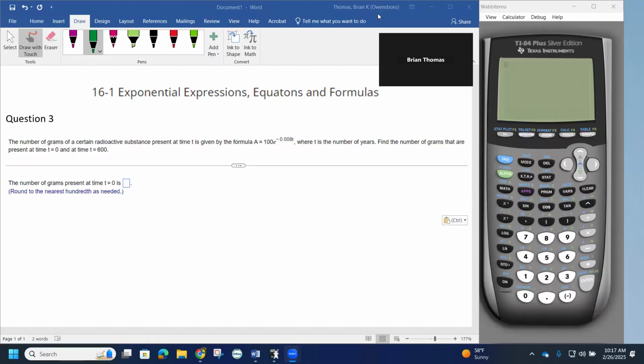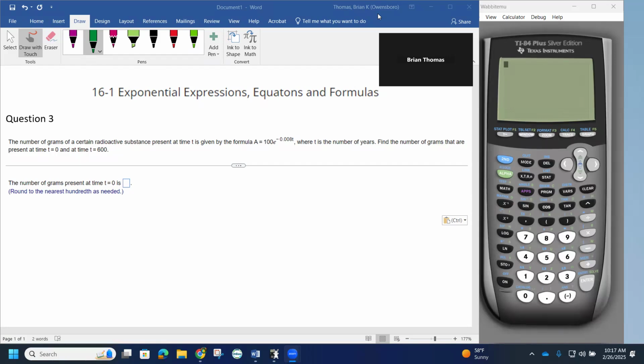So as we start to close out, we have chapter 16, working with exponential expressions, equations, and formulas. So working more with what's called an exponent. So let's look at question 3.